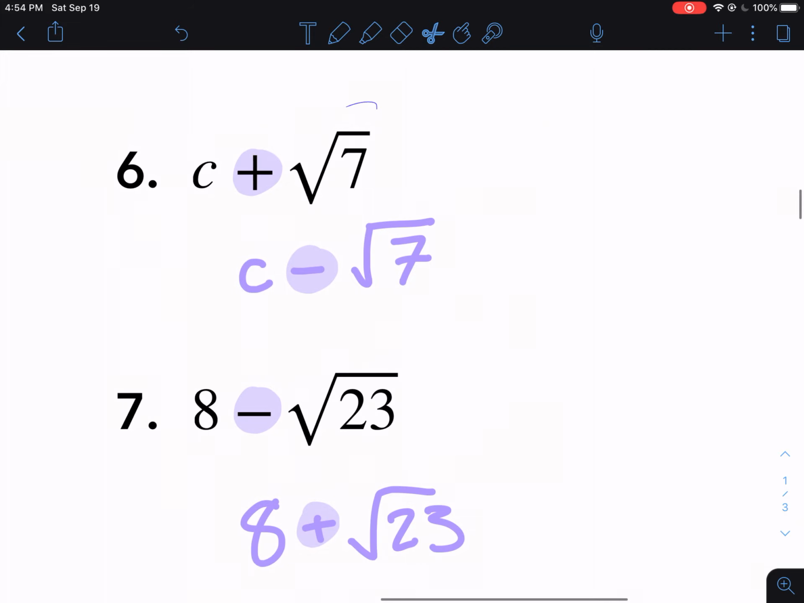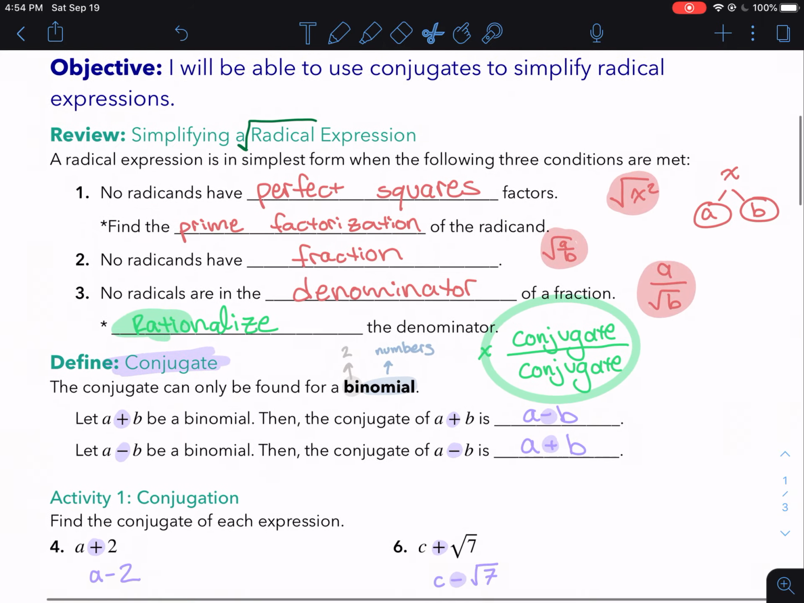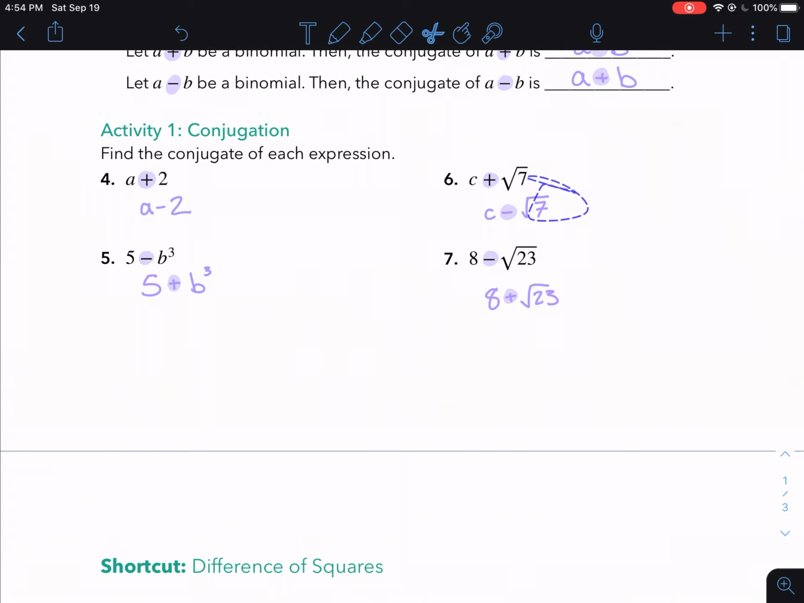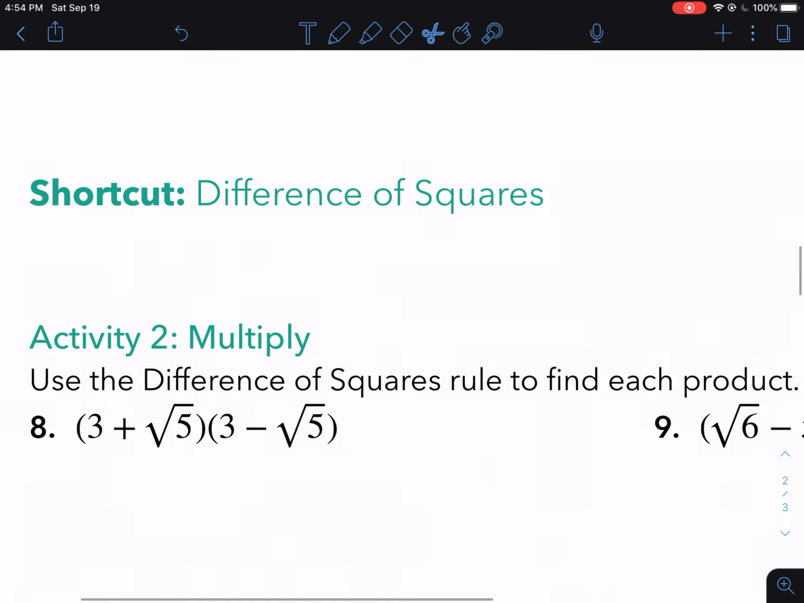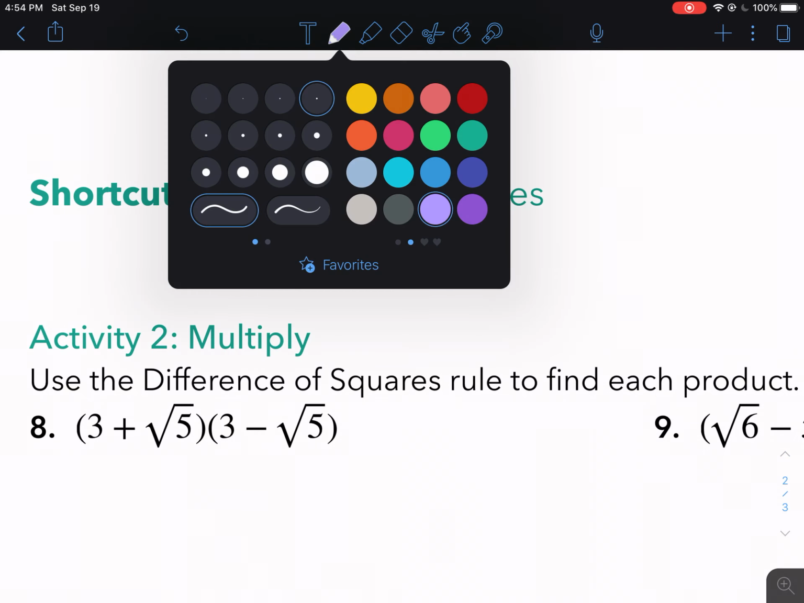Because when we look at this square root of 7, that's irrational. It looks gross. Same thing, square root of 23, it looks gross. We're going to clean it up. We're going to use conjugates to clean up expressions like this. Okay? And to do that, we're going to use what's called the difference of squares shortcut.